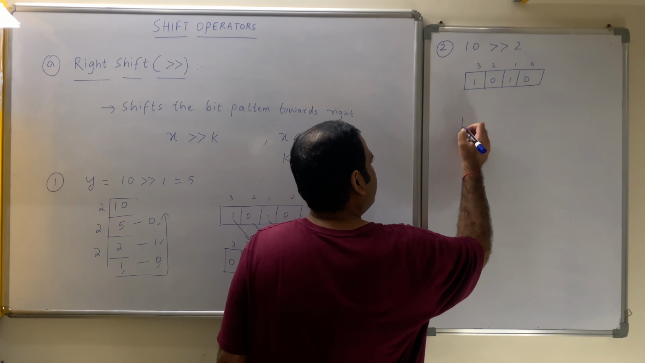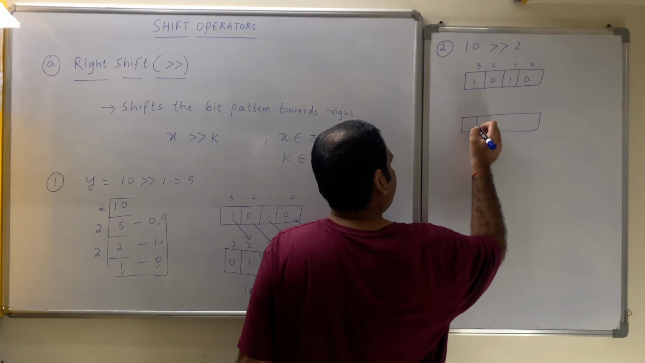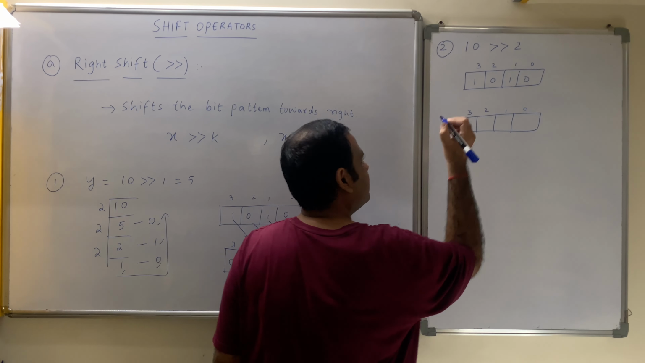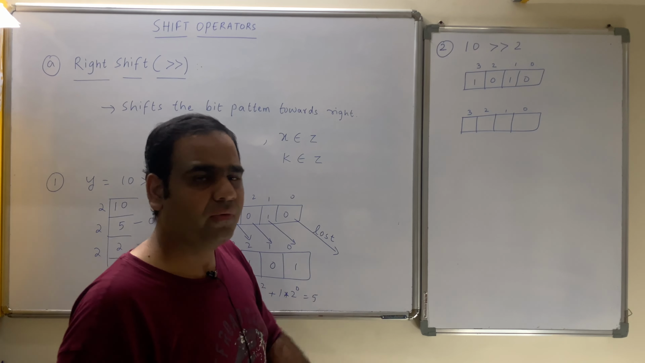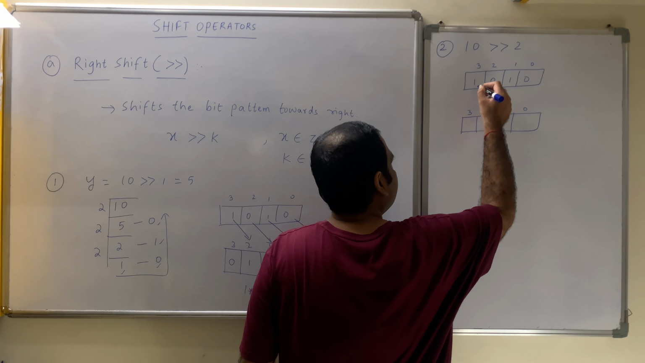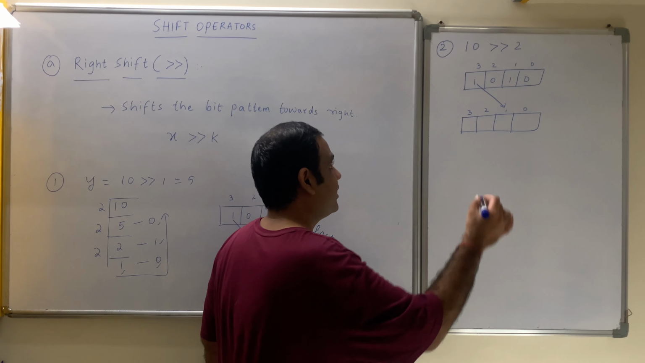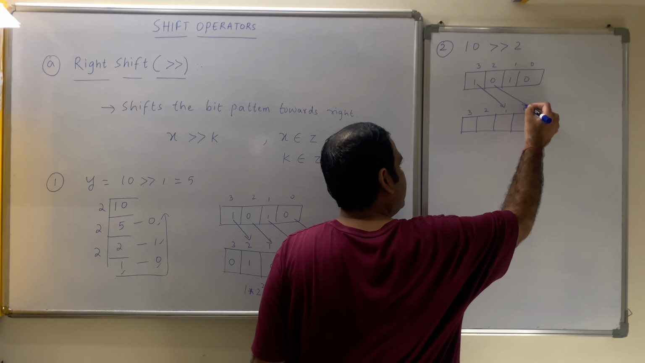We have to shift it towards the right by 2 places. Now when we shift towards the right by 2 places, this third bit will come at the first bit place. This second bit will come at the 0th bit place.